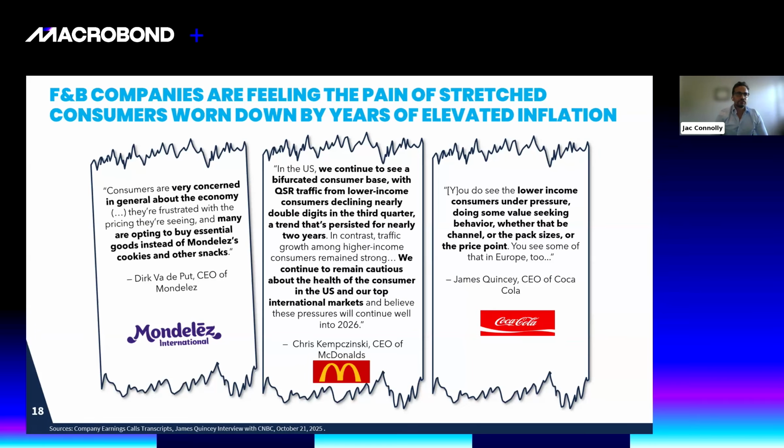And again, just surveying the consumer companies that we track very closely here at Kraft Heinz, we can see that food and beverage companies are feeling the pain of a stretched consumer who's been worn down by years of high inflation. So we've got Mondelez talking about people opting for essentials. We've got McDonald's talking about lower income traffic declining by nearly double digits. They're cautious about the outlook for the consumer and expect pressures to remain into 2026.